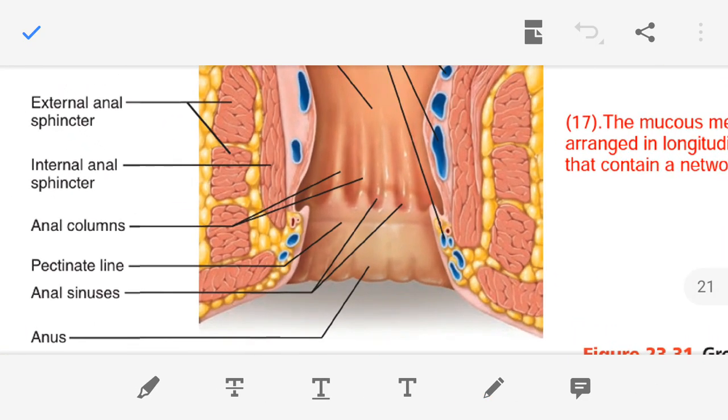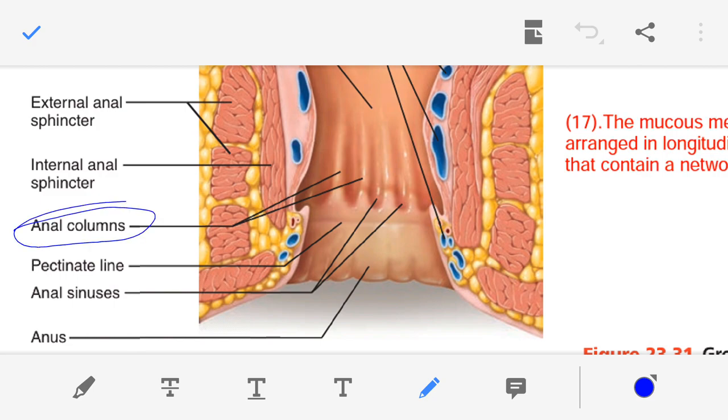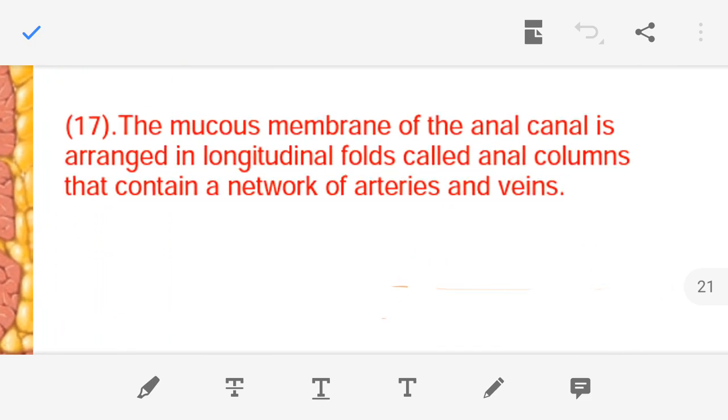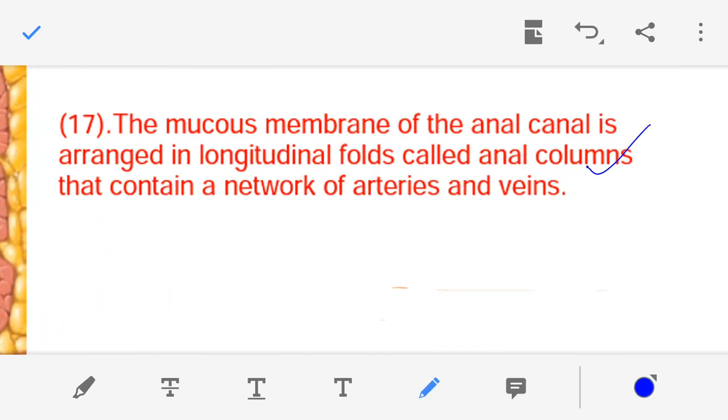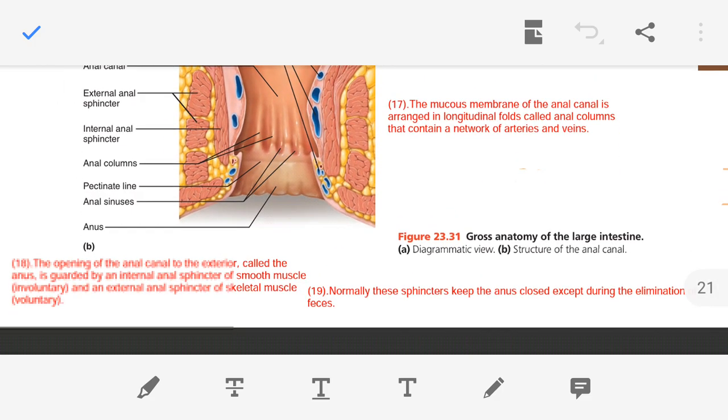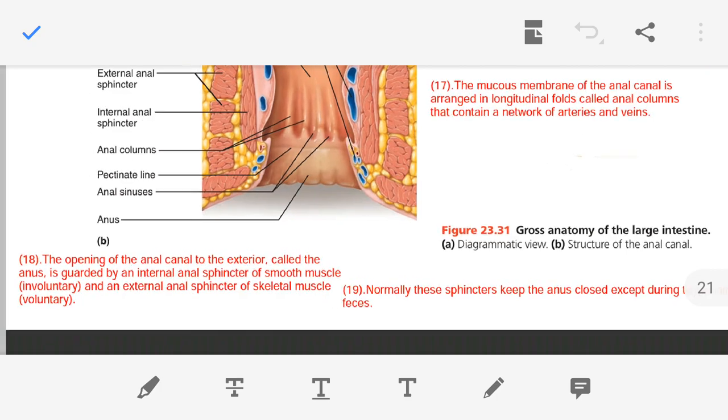So these all are the anal columns. And what is present in these anal columns? The anal columns contain a network of arteries and veins. Moving on, point number 18.